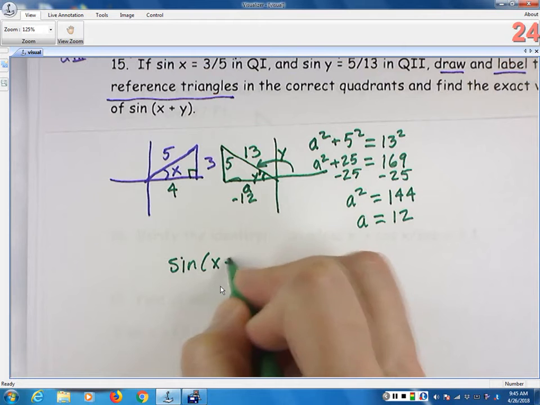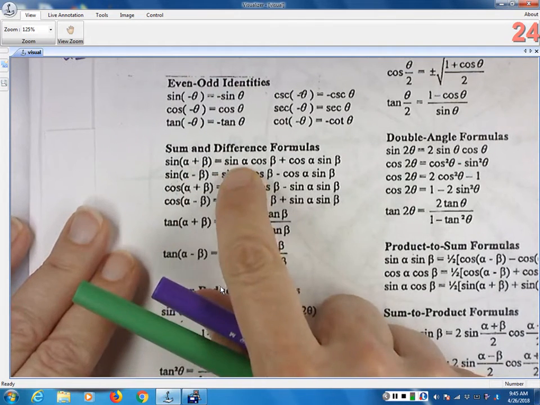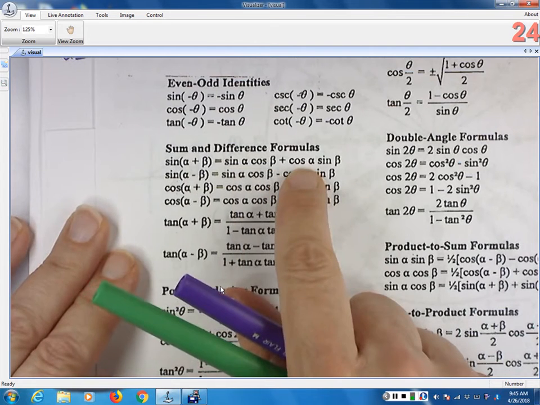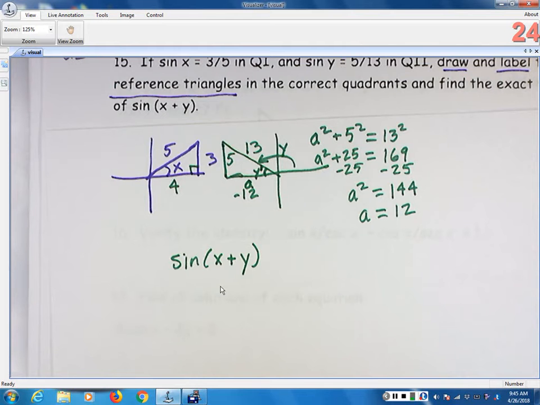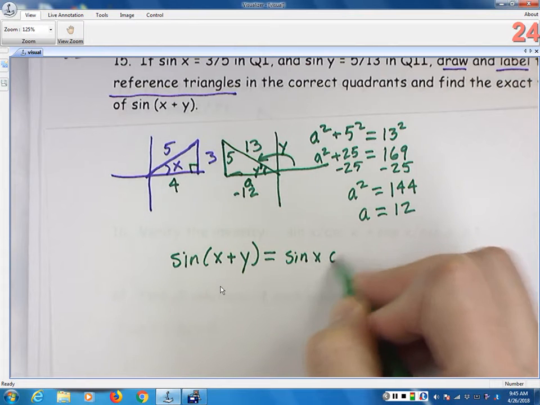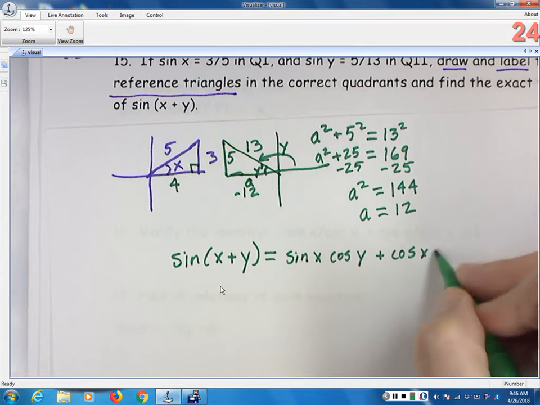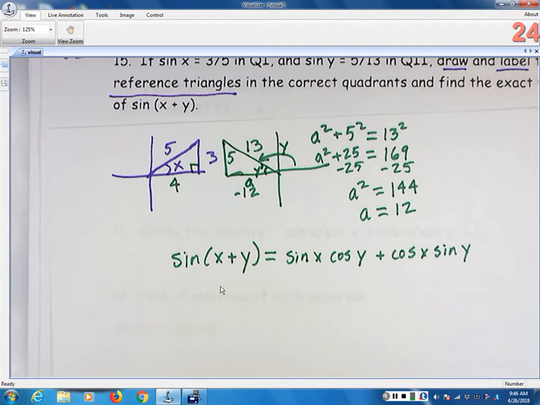And you look it up on your formula sheet and carefully copy it without making sign errors. So, do I have a formula sheet somewhere? Yeah. Sine of alpha plus beta is sine, cosine, cosine, sine. It equals, I'm going to copy it, sine x cosine y plus cosine x sine y. And that's from your formula sheet.